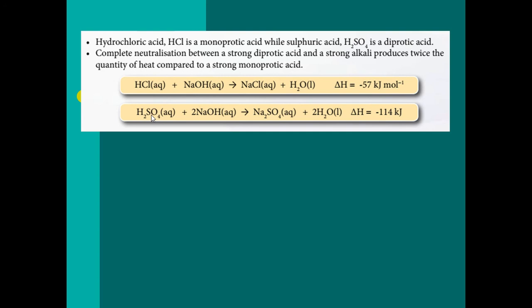Jadi, complete neutralization between strong diprotic acid and strong alkali produce twice of the quantity of heat compared to the strong monoprotic acid. Jadi dia ada kaitan dengan the number of hydrogen ion. Kalau diprotic ni dia ada 2 hydrogen ion. Monoprotic dia 1 saja hydrogen ion. That's why nilai delta H dia adalah double, twice.